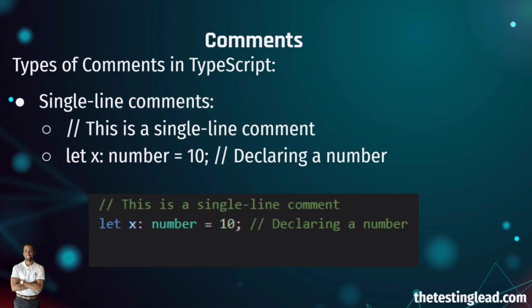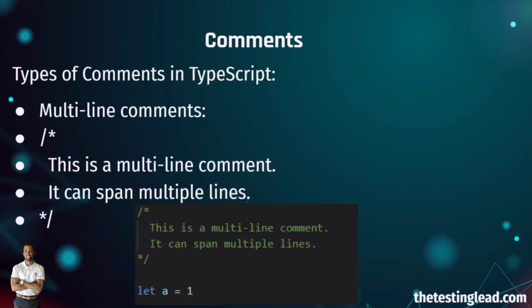Now let's talk about the types of comments in TypeScript. If you want to add a single line comment, you'll use the double slash. Here's our example. This is a single line comment. Computer ignores it. Then we have let x number equals 10. Computer reads that part. We then have double slashes again to start a new comment, which the computer will ignore.